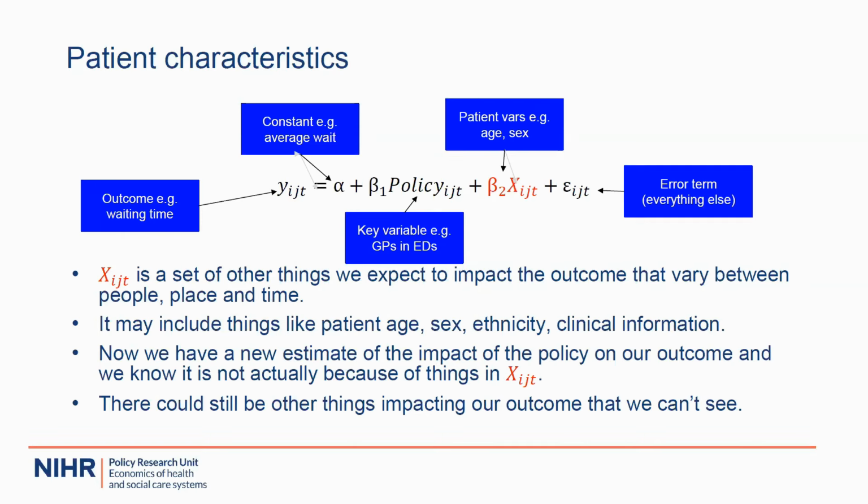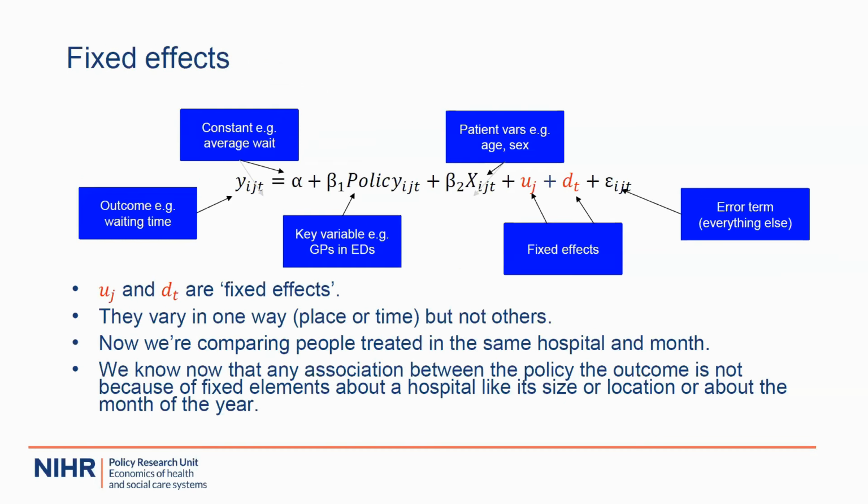We still have our constant term. We still have the policy, the presence of GPs, our variable of interest. We now have some other variables which are trying to capture other things that we can see, and we have the everything else term. So we're hoping now that beta 1, that relationship between the policy and the outcome, is more likely to be because of the presence of GPs. And then there are some things which we may not be able to see, but we can sort of get around it in a way.